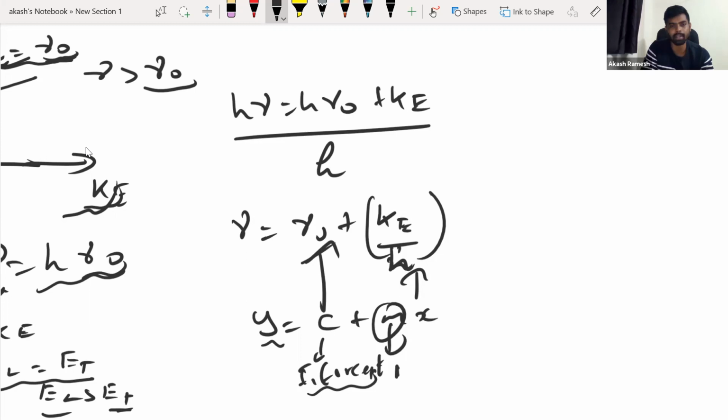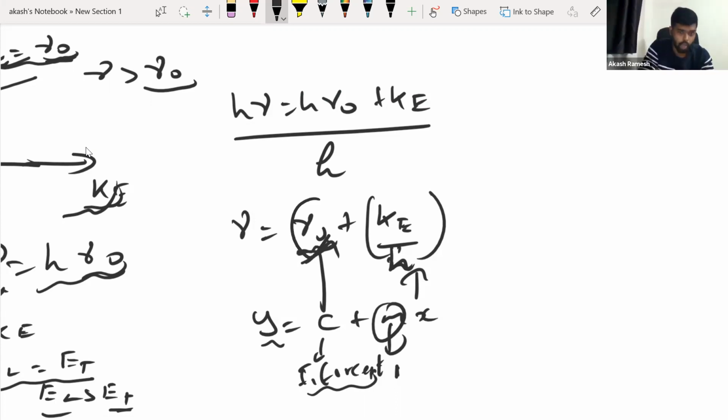H nu naught minus, yeah, obviously, correct. H nu naught. I don't understand what you're telling. What? Nu naught is? Sir, after equating, which I told before earlier, the frequency that is 5 into 10 to the power 14, so H into 5 into 10 to the power 14 is H nu naught plus K.